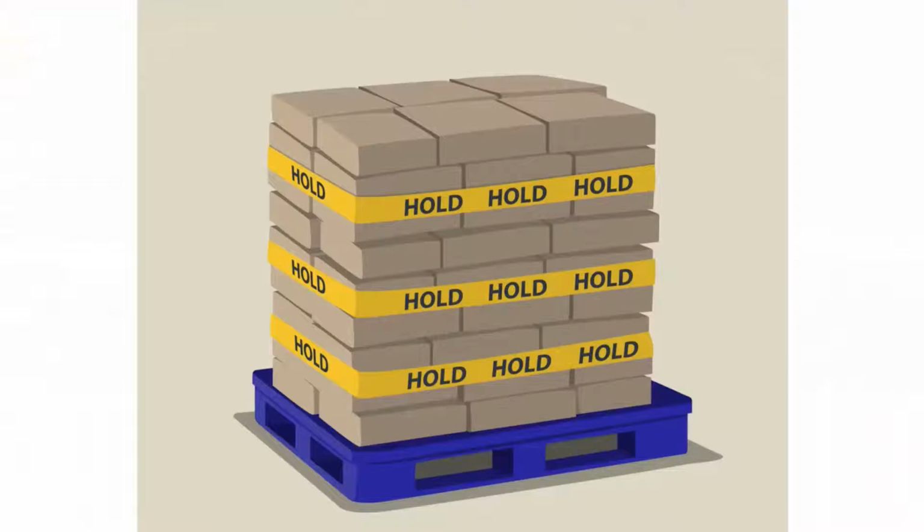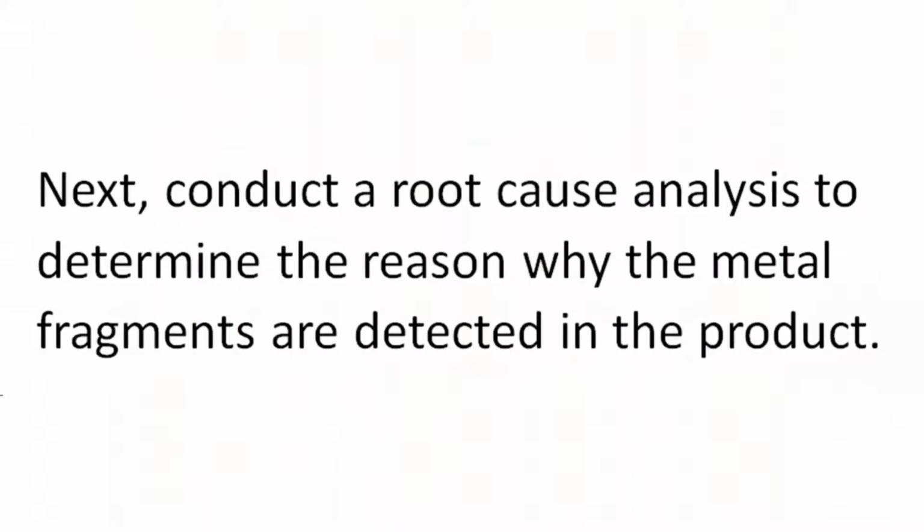Then place all products on hold and repass the products through the metal detector. Identify and hold products with a hold tag. Hold products in a pallet must be identified with a minimum of 2 hold tags. Next, conduct a root cause analysis to determine the reason why the metal fragments are detected in the product.